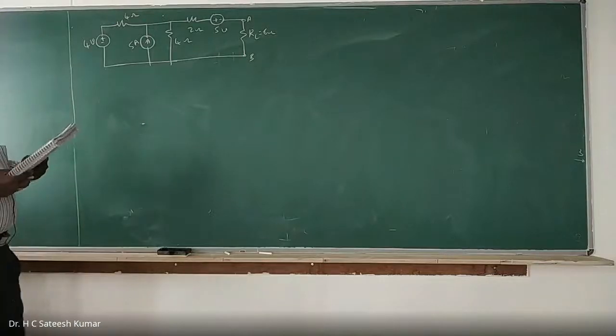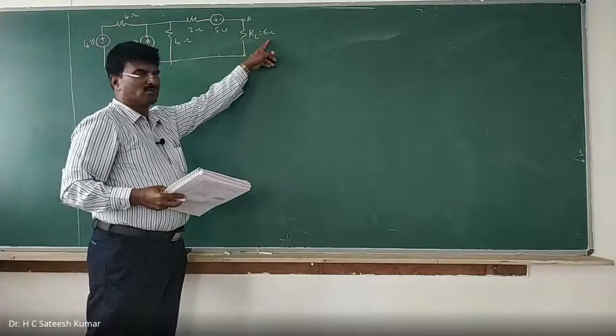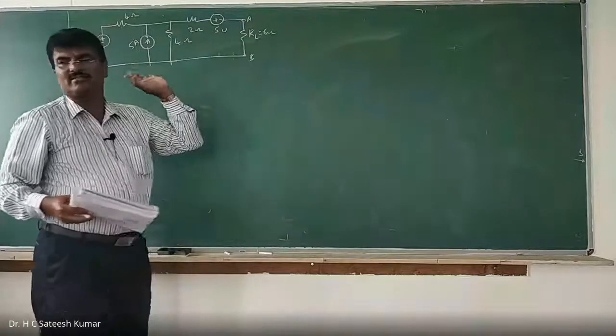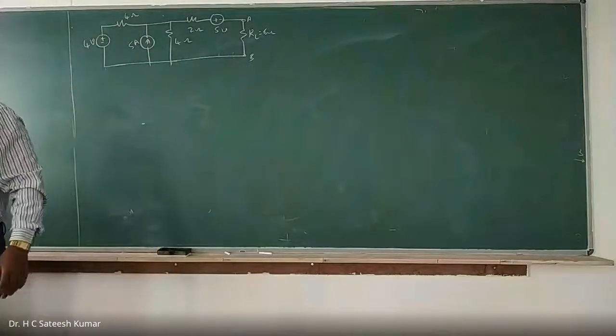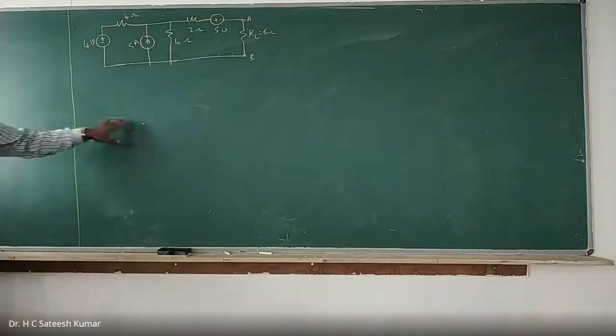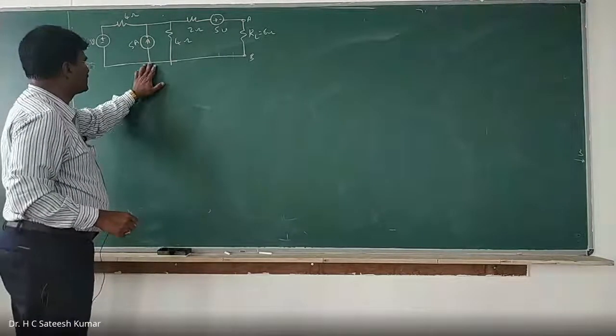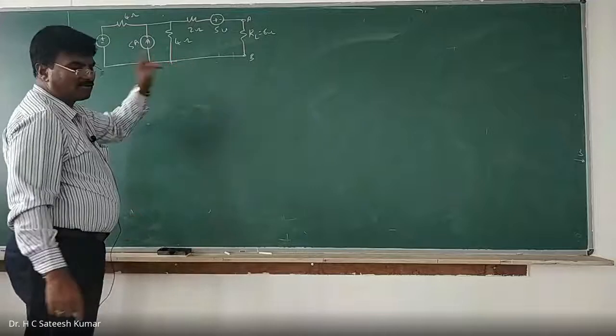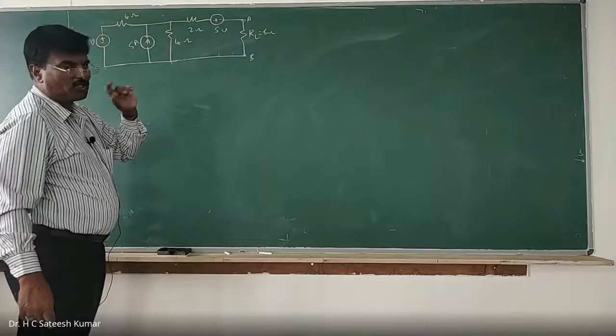So, find the current flowing through RL equal to 6 ohms using Thevenin's theorem, he said. Okay, how will you do that? You should not use KVL directly. If you do, you will not get marks, though you may get the answer. You will have to write the Thevenin's equivalent, then connect the load and find the current.